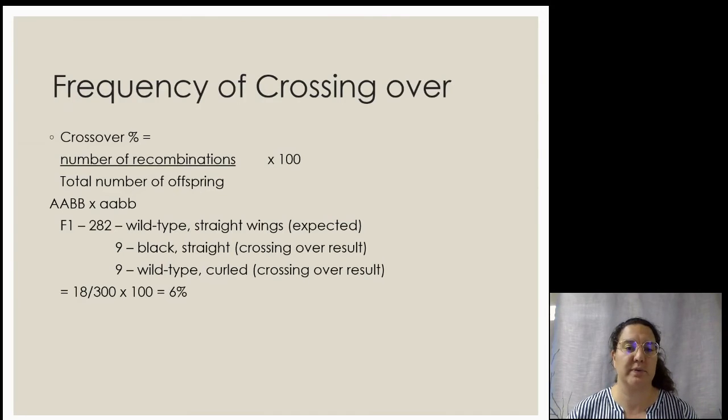So when we look at the crossover percentage, we want to take the total number of recombinations divided by the total number of offspring. So let's say we had 18 total recombinations out of 300 offspring. Then we multiply this by 100 to get percent, and we would get a total of 6% of our chromosomes had recombinations.